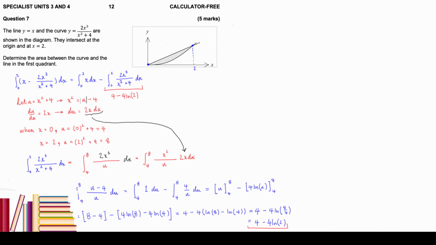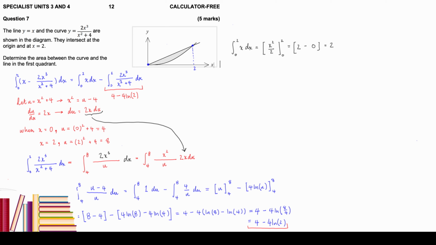So we're also going to have to work out what the integral of this linear function is. So we've got the integral of 0 to 2 of x dx, and the integral of x is going to be x squared on 2 from 0 to 2, which is equal to 4 over 2, which is 2 minus 0.